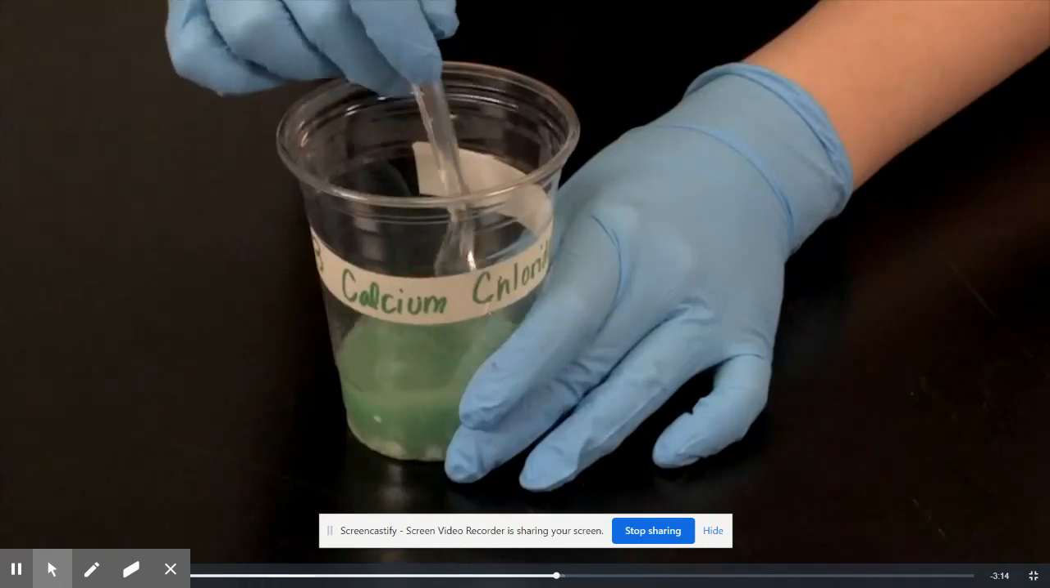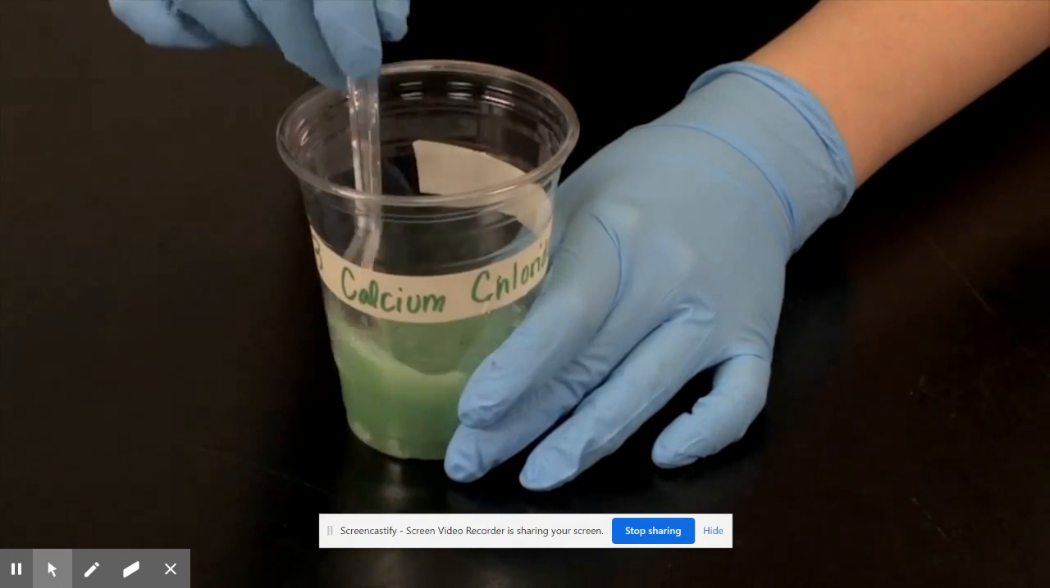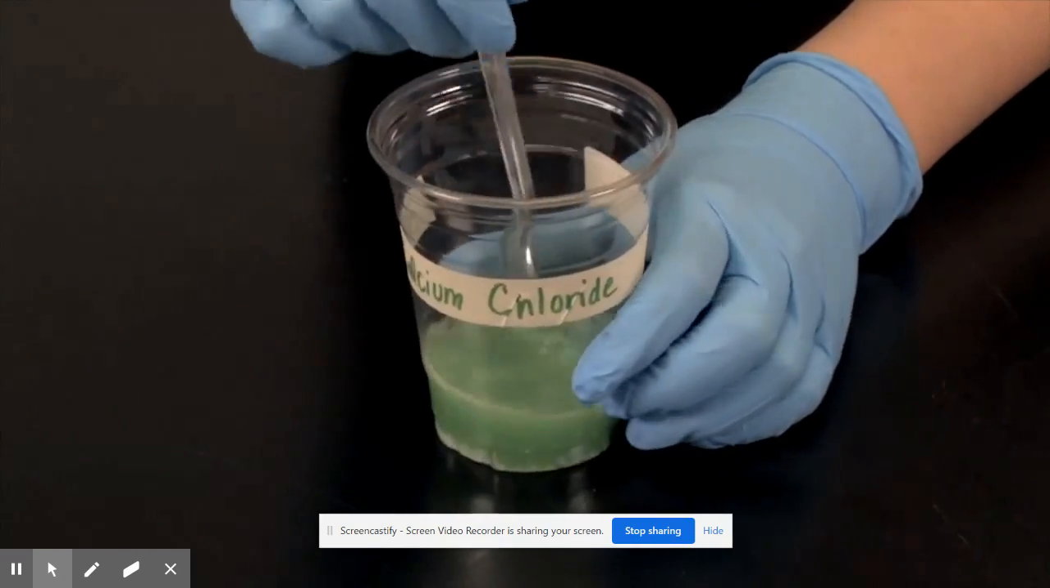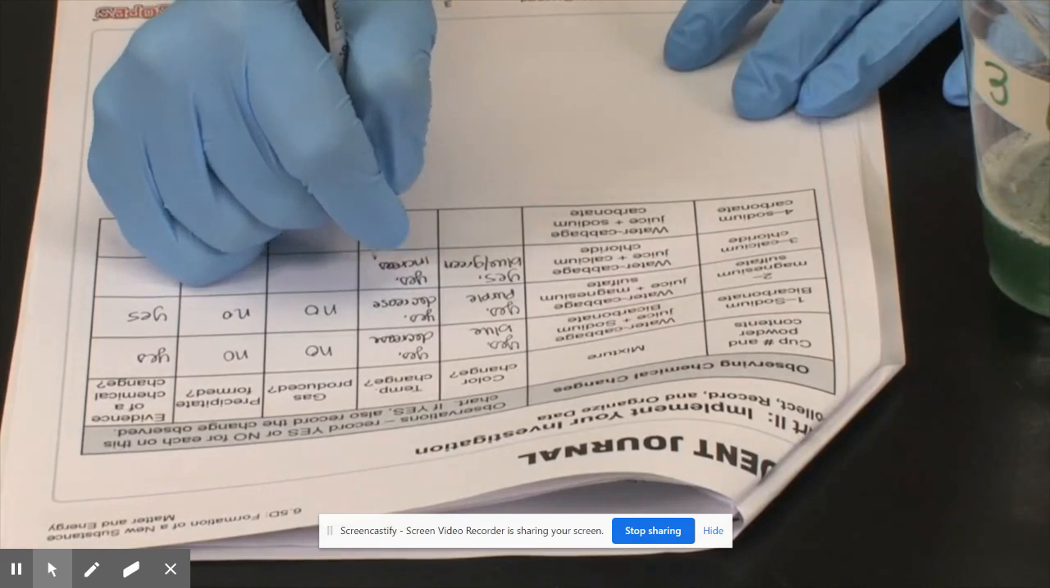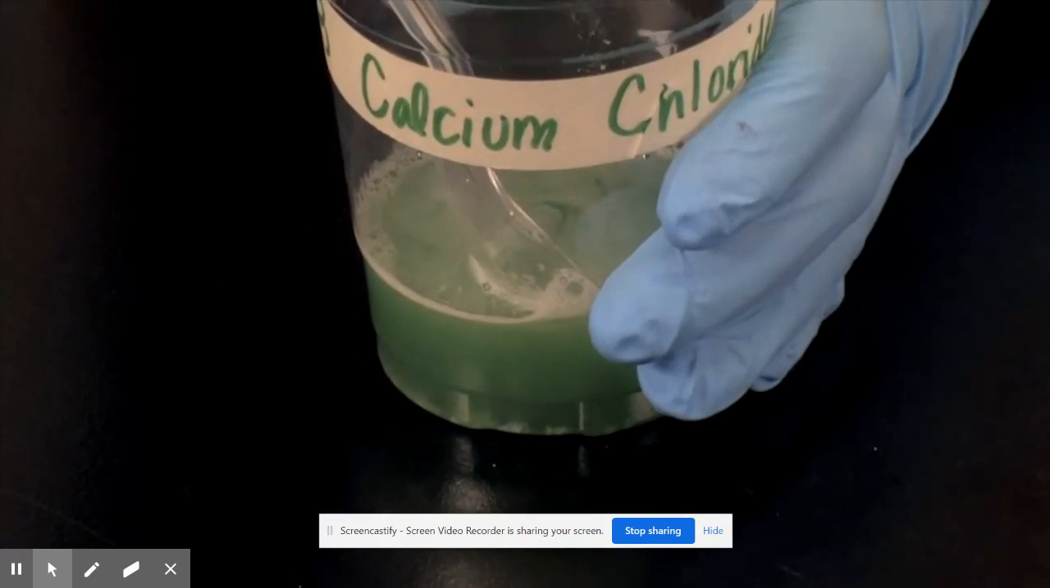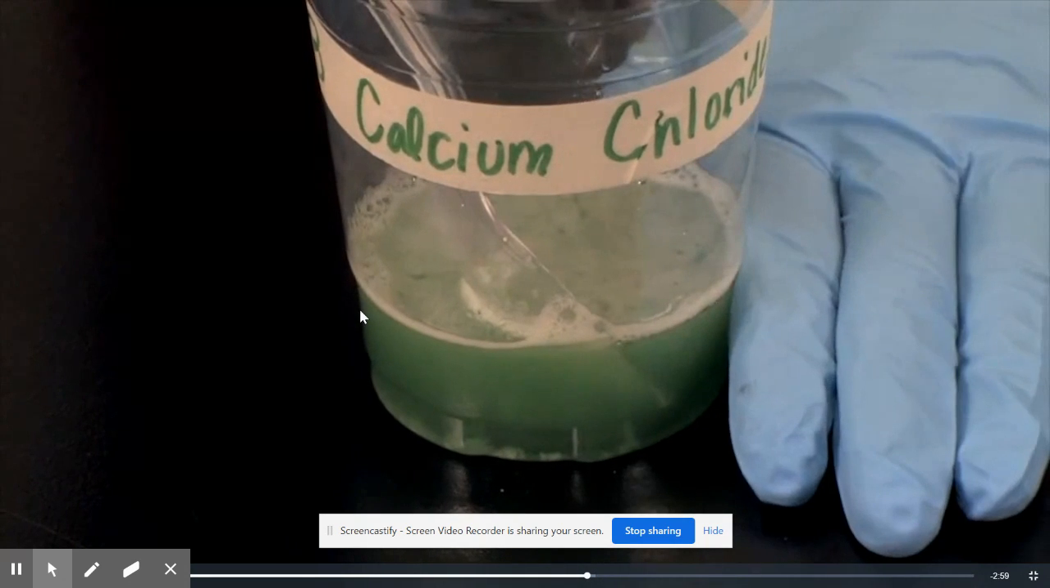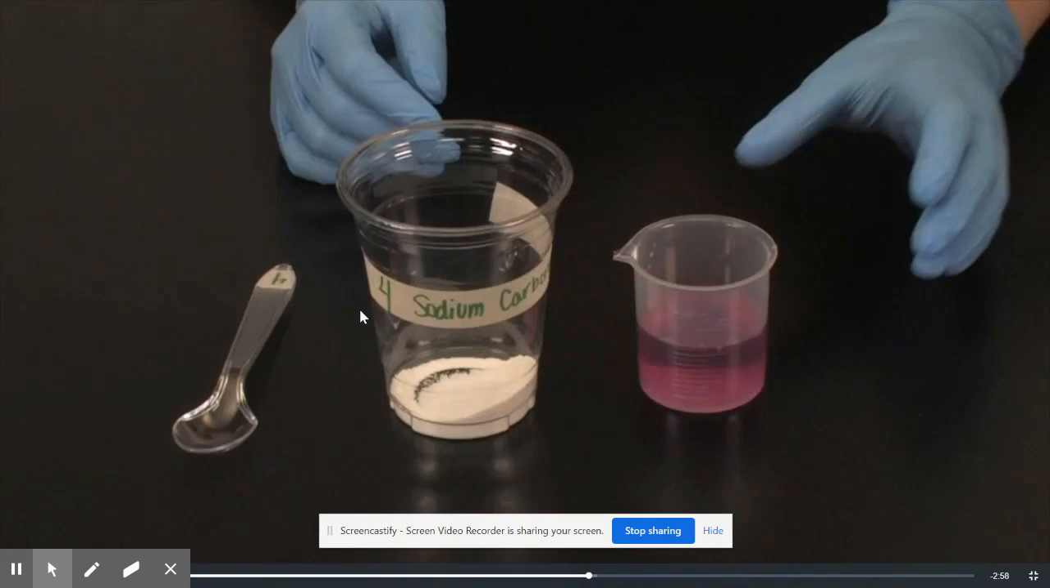Students add 15 milliliters of red cabbage juice to the calcium chloride with the syrup making spoon. With the calcium chloride, it turned bluish green. The temperature did increase. Lots of you noted that this turned very hot, very hot to touch. No gas was produced and no precipitate was produced. Therefore, there was a chemical change.